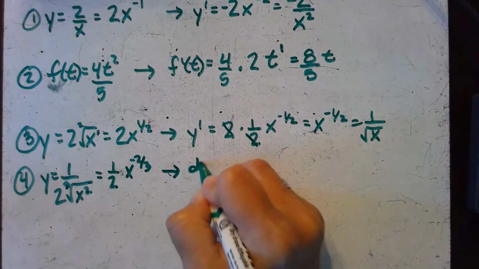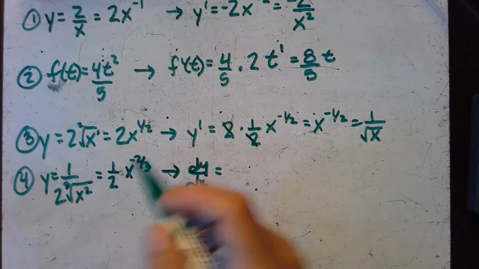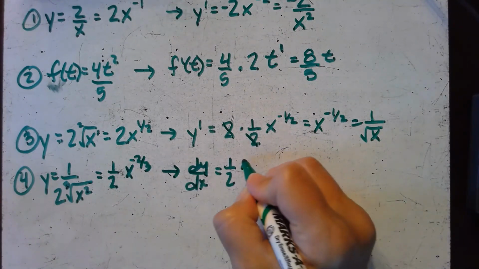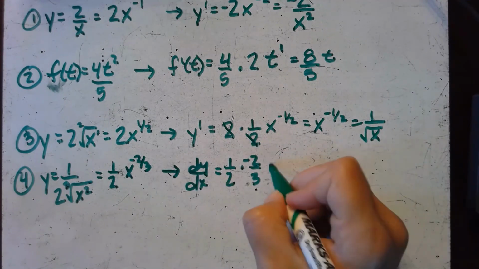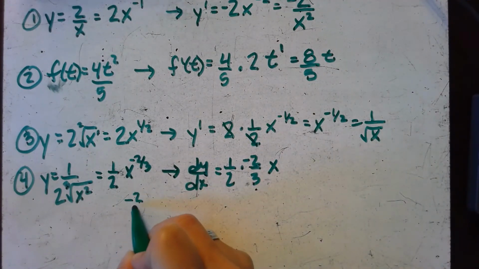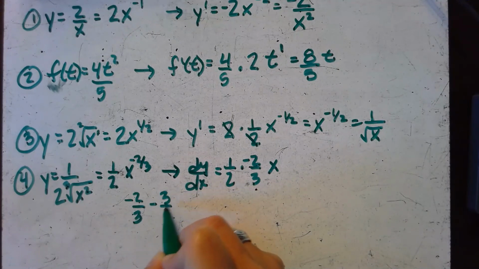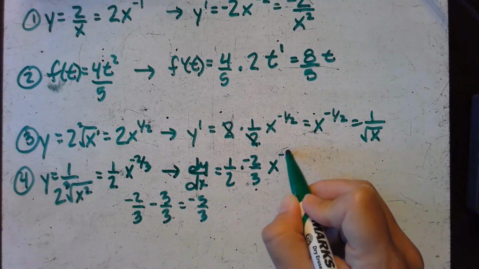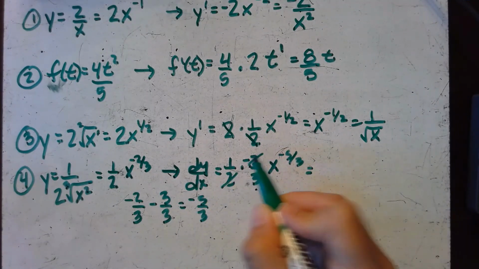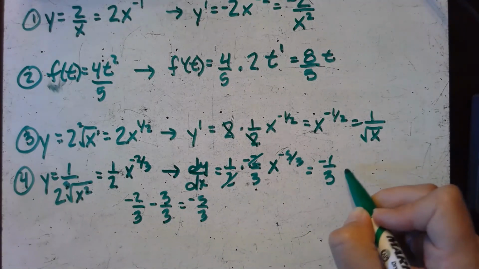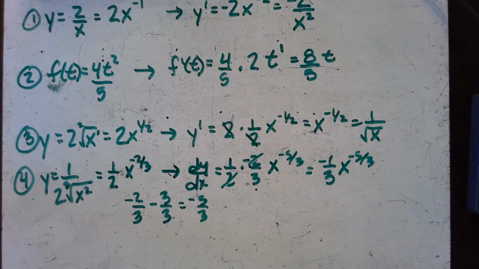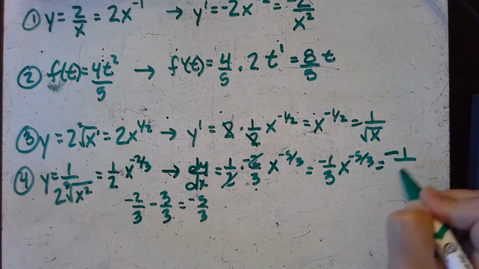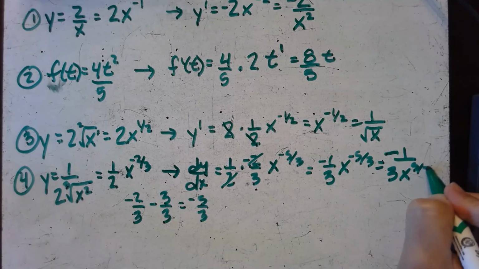Okay, so now dy dx. I'm going to have the 1/2 and I'll multiply it by that exponent, -2/3. And then I drop that by 1. So think about subtracting 1 from this. Remember that's 1 right there, so it's -5/3. So the 2's cancel, I'm left with negative, so -1/3 x to the -5/3. And I honestly would just leave it like that. I wouldn't really do anything with it unless you want to put that x to the 5/3 down low. I wouldn't change it back to a radical.